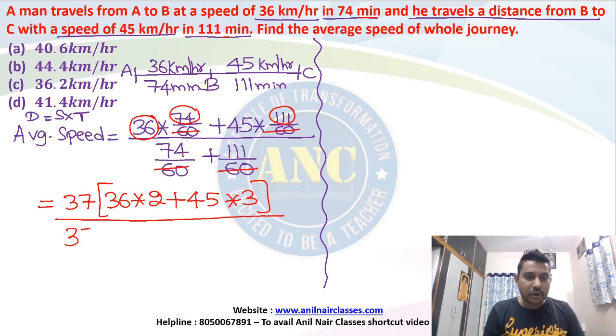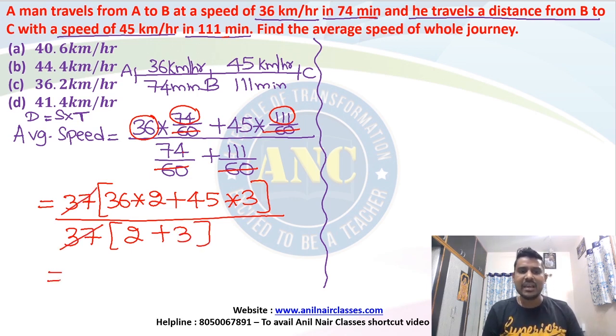In denominator also I will take 37 common factor. 37 into 2 is 74. 37 into 3 is 111. So 37 cancels and you calculate this, you will get the answer. I am least bothered about the answer. I am very much bothered about the method that you need to implement. This I will call it as method 1 because there are so many cancellations which are happening here.